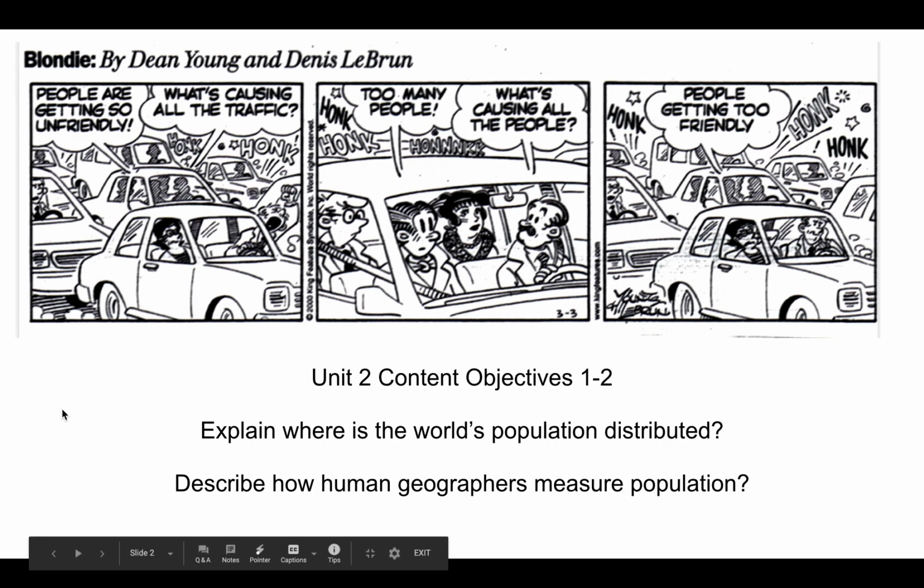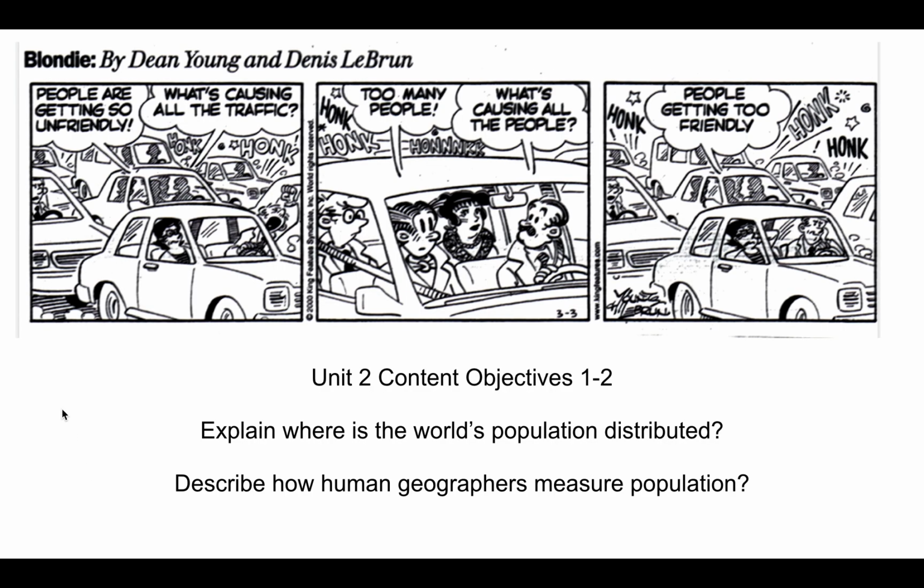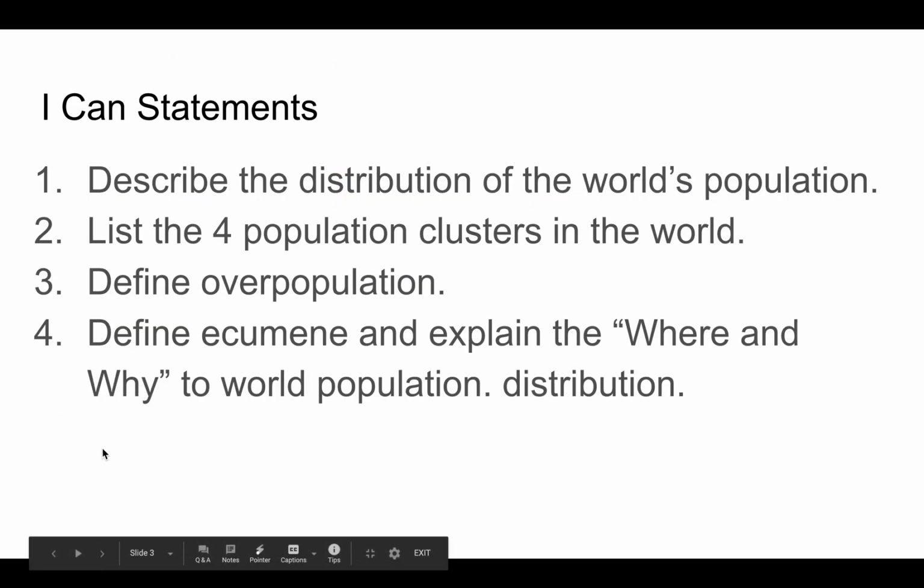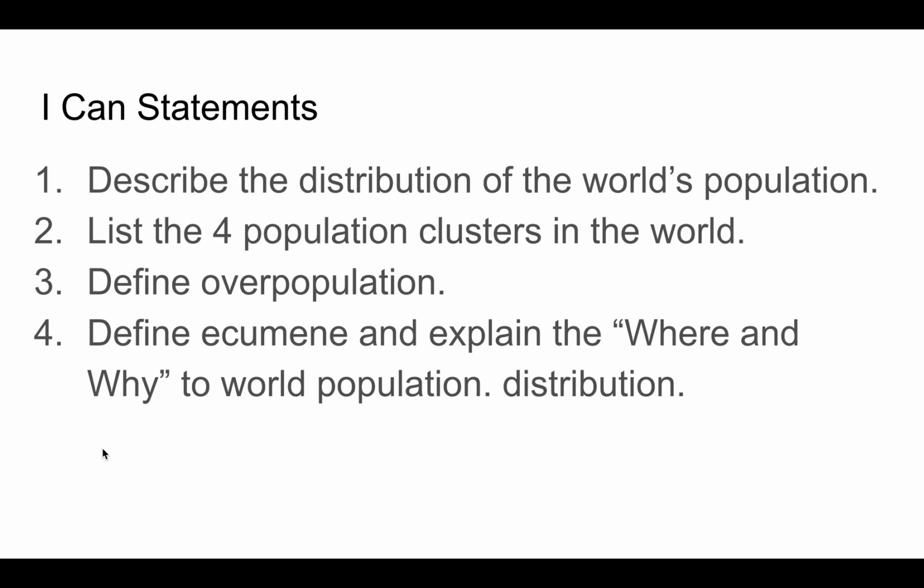The objectives for this lesson are to explain where the world's population is distributed, then describe how human geographers measure population. Your I Can statements: 1. Describe the distribution of the world's population. 2. List the 4 population clusters in the world. 3. Define overpopulation. And 4. Define ecumene and explain where and why the world's population is distributed.